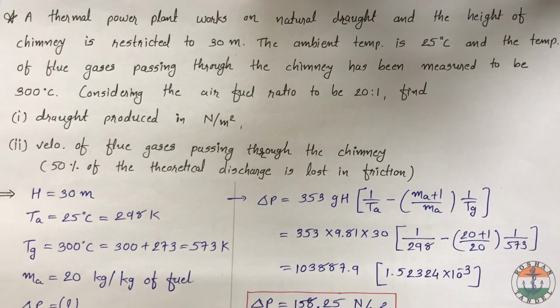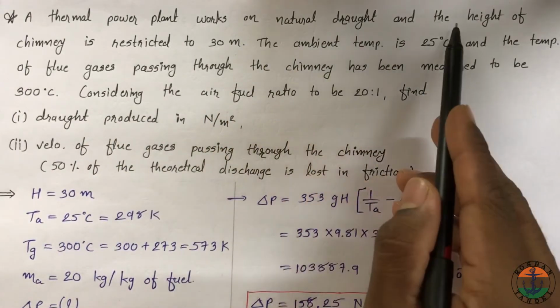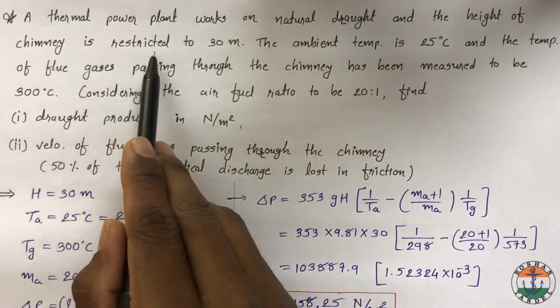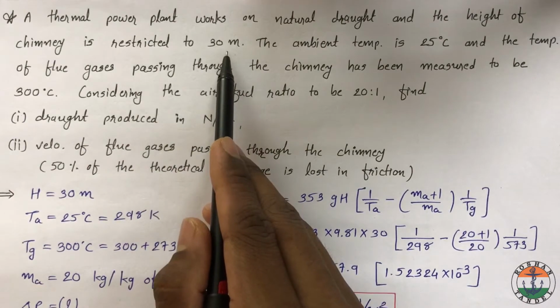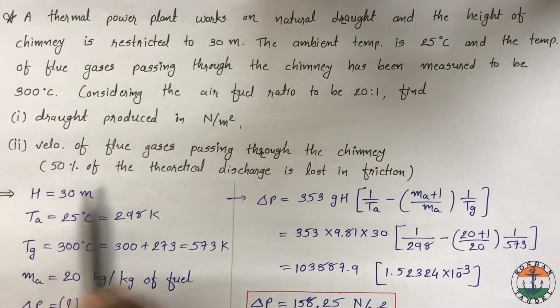In this lecture, we are going to discuss the examples of chimney draft. Here is one data. A thermal power plant works on natural draft and height of chimney is restricted to 30 meter. It means capital H is given to you.